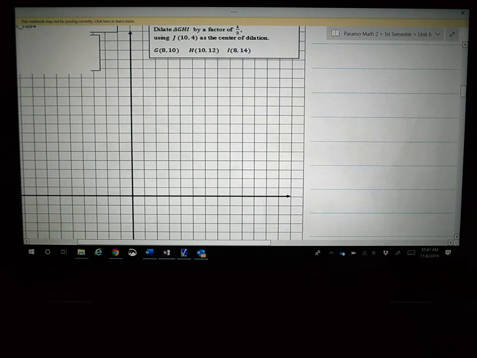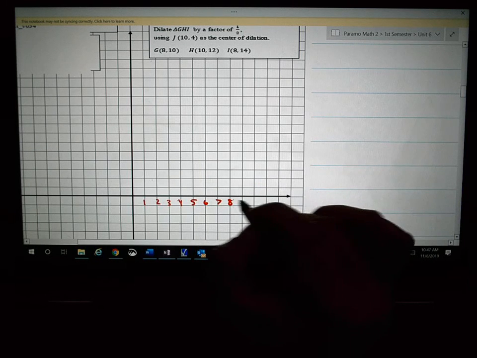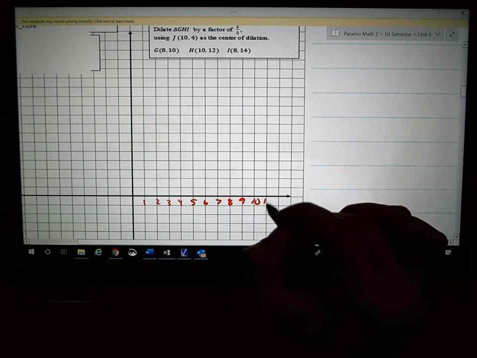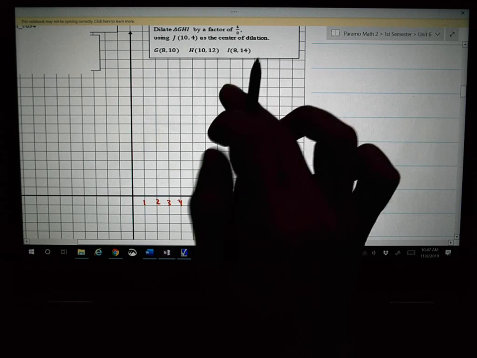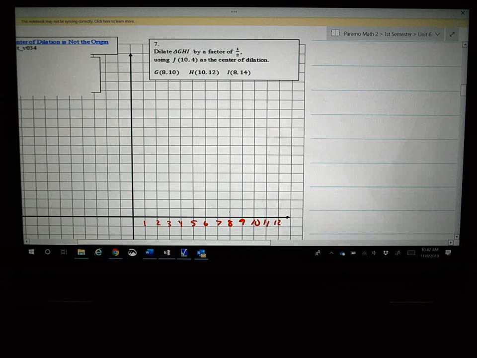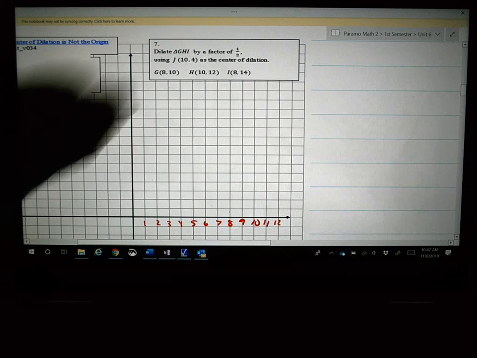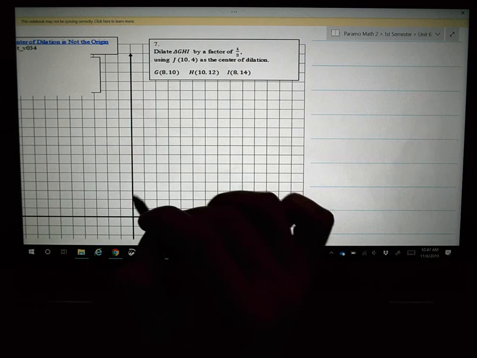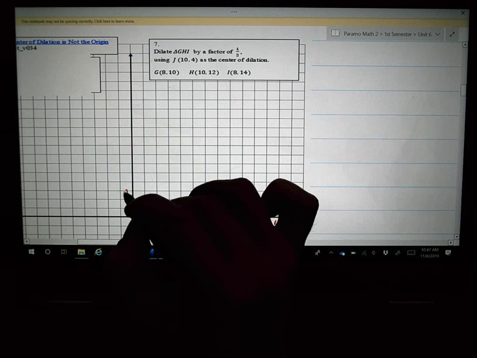Here's what I would do. I would literally go 1, 2, 3, label your axis. Count them. Don't just guess. Write out 1 through, and we have to go all the way to number 10. I did a couple extra. And we have to go up to number 14 for our Y, in the Y direction.